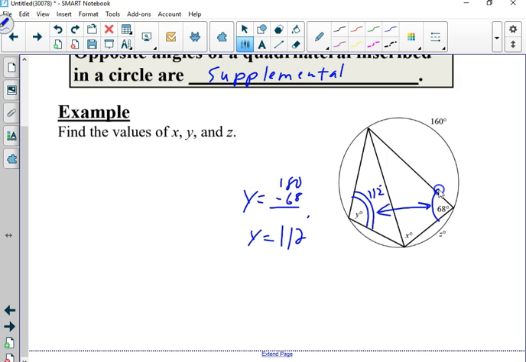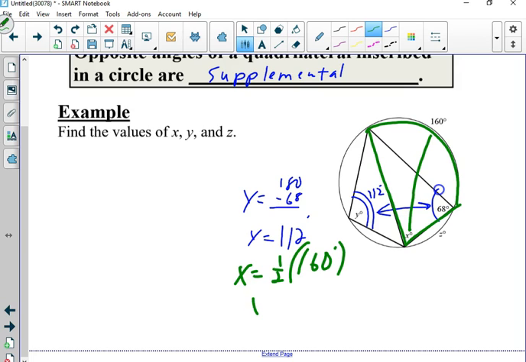Okay? Now, if you look at the 160 here, this arc, it comes from this inscribed angle here. So the x and the 160 are tied together. Remember the rule we just learned that for an inscribed angle, it's half of the intercepted arc. So x is half of 160, so x is 80 degrees.